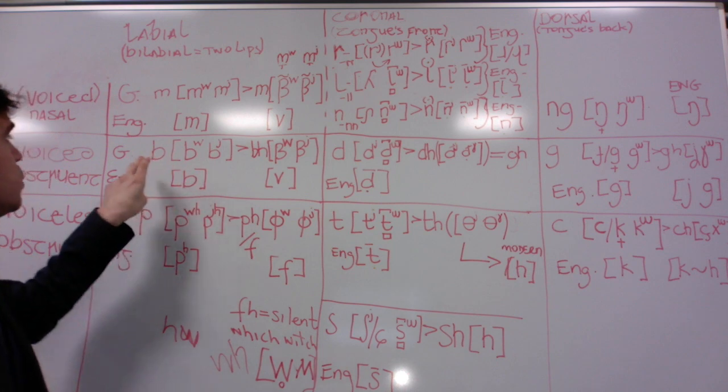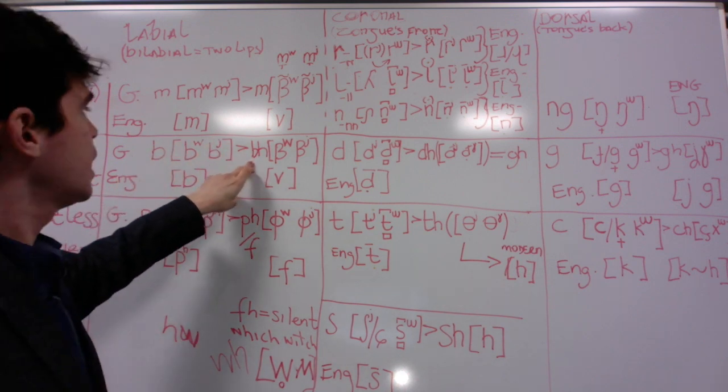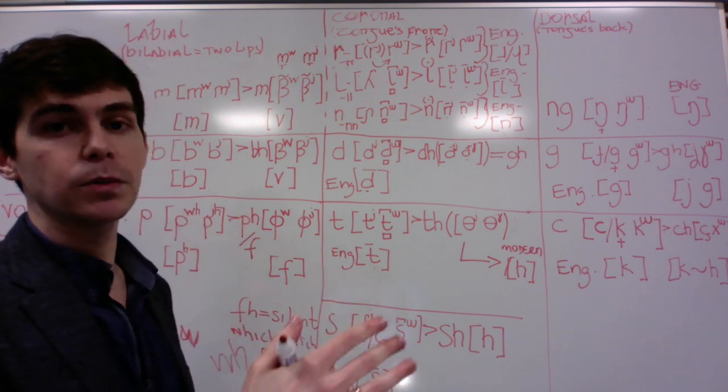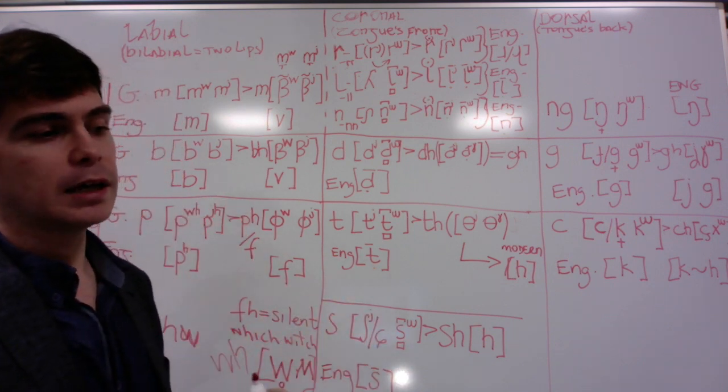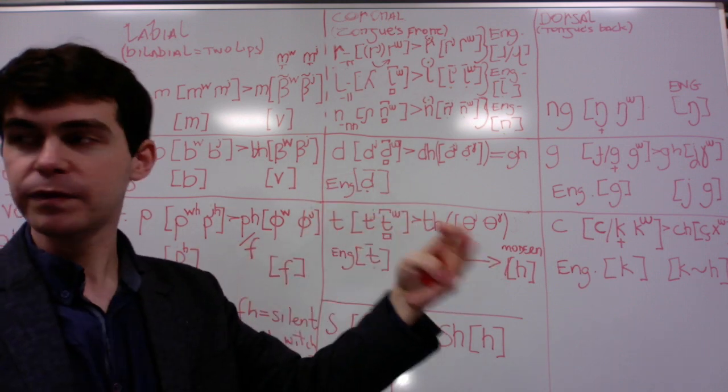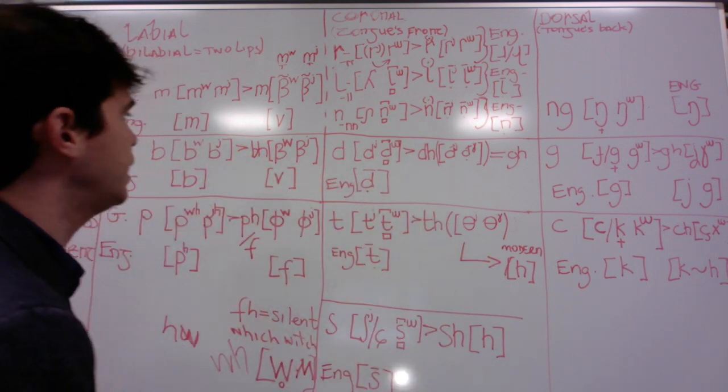Anyway, so B, BH at the start of a word. I should mention as well that I'm talking really about these consonants as they're pronounced at the start of words. At the start of words, things become a bit more complicated when they're in the middle, depending on whether they're between two short vowels, before a long vowel. We'll talk about it again. Don't worry.